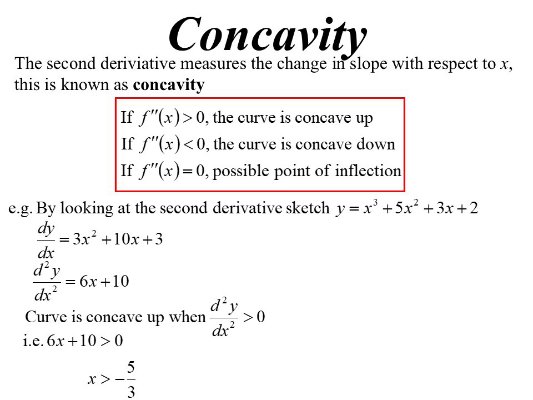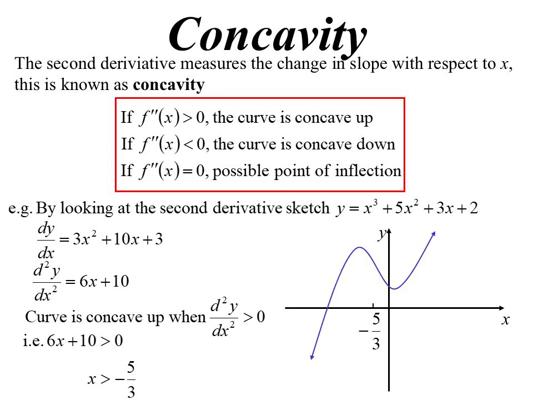I know when x is greater than -5/3, the second derivative is positive. So at -5/3, that's when it becomes concave up. Logically then on the left hand side it must have been concave down. As I say, a very, very rough sketch, but it must have that sort of shape. And I know it's going to change concavity at x equals -5/3.